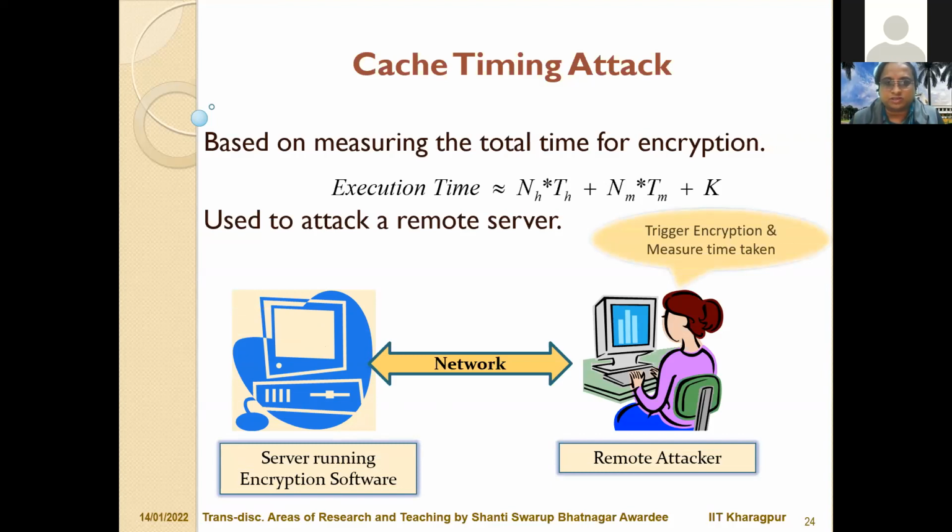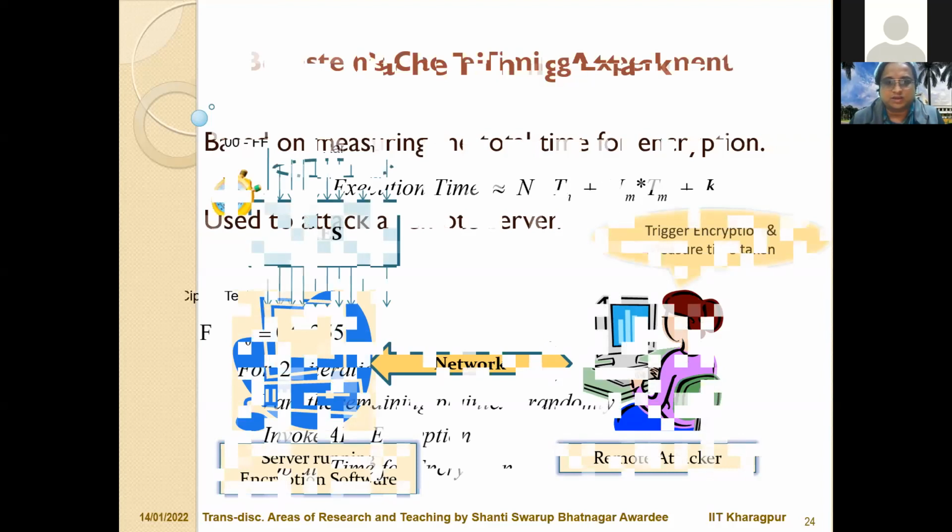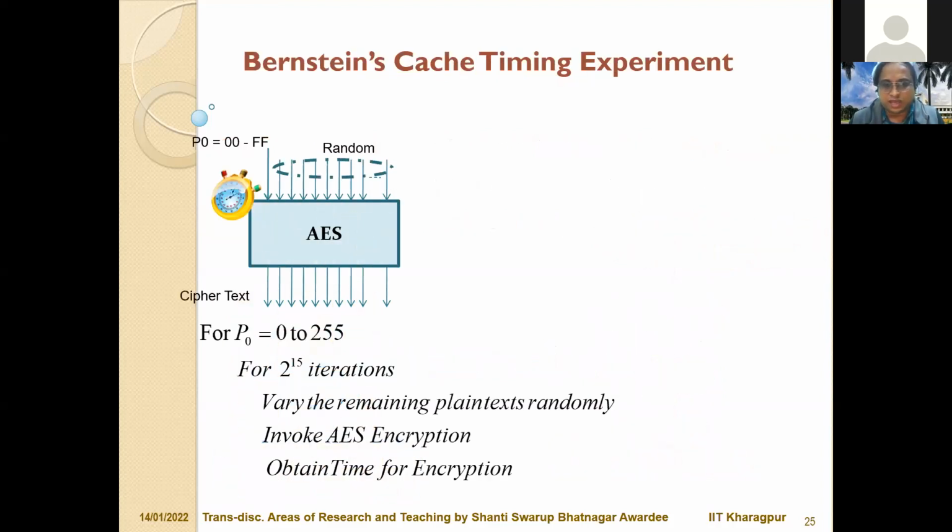Let us try to understand this by the famous attack proposed by Bernstein, which says that if you take the AES, as I mentioned, it has a 16-byte input, which means 128 bits. You fix one of the bytes, and the other 15 bytes you vary at random. You observe the corresponding timing for encryption, take the average timing, and plot this in a graph. Then you give a different value of this first byte, and you keep doing it for 256 possible values.